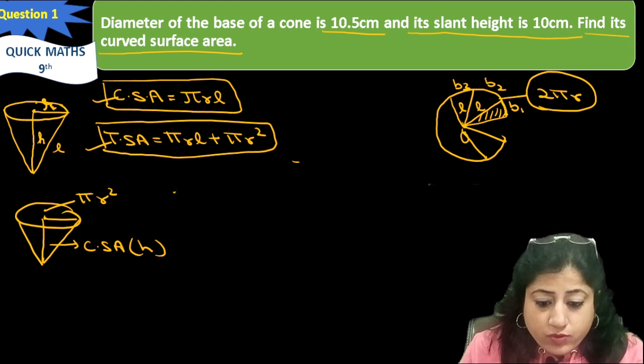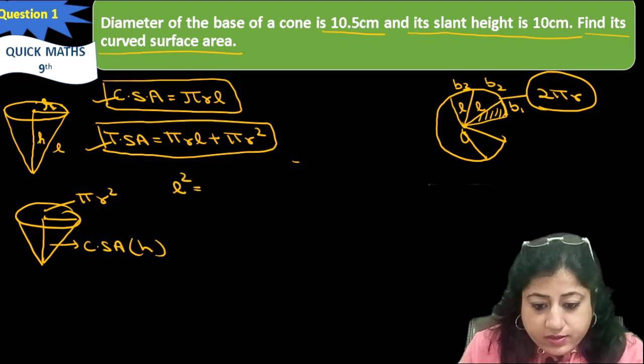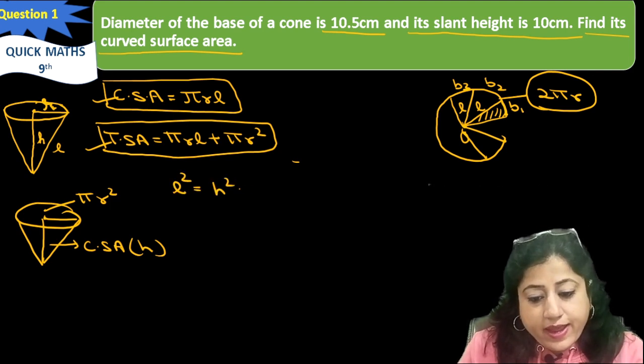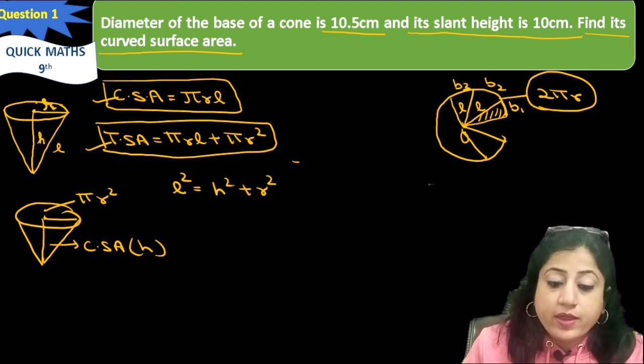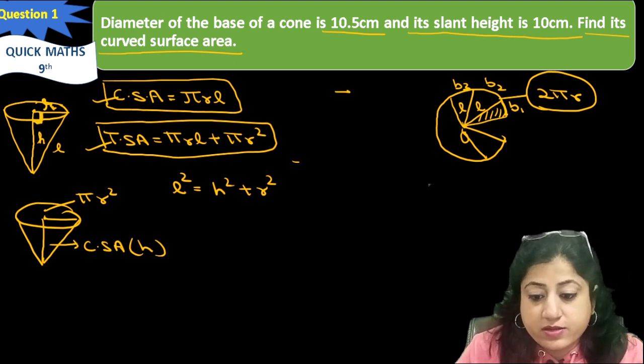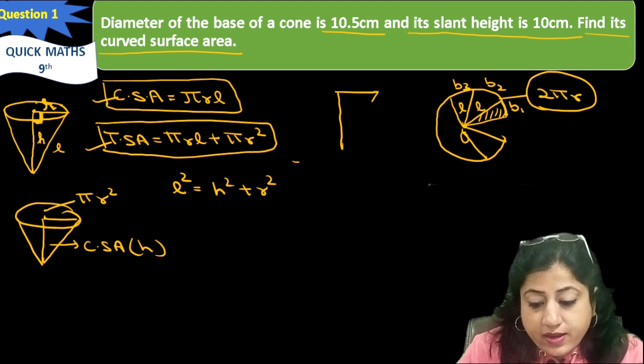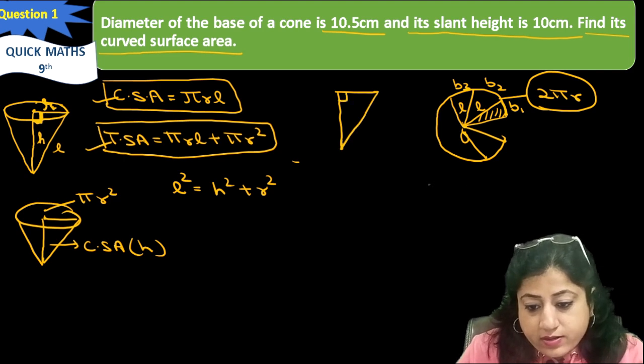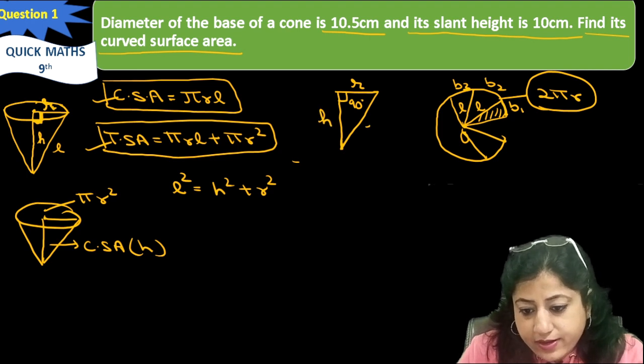So how can we calculate the slant height? Slant height: L square is equal to h square plus r square. How? It is a right circular cone. It means this is 90 degree. If this is 90 degree, then this is a triangle, and this part is 90 degree. It is r, it is h, it is L.